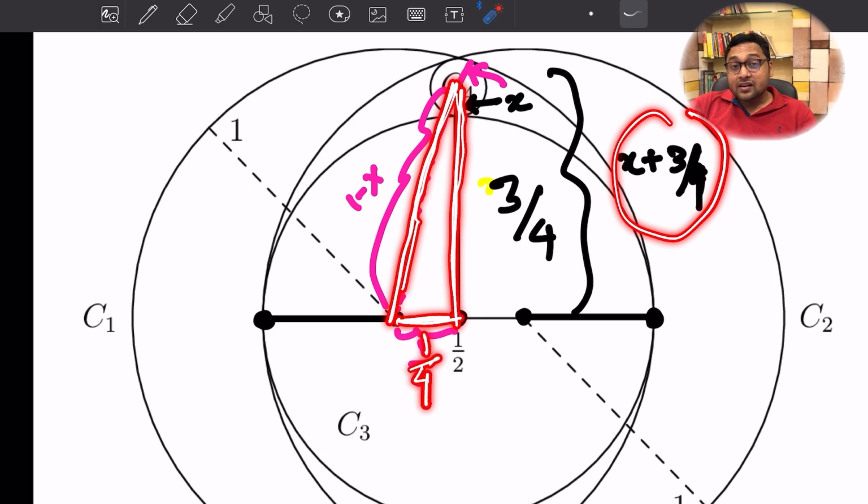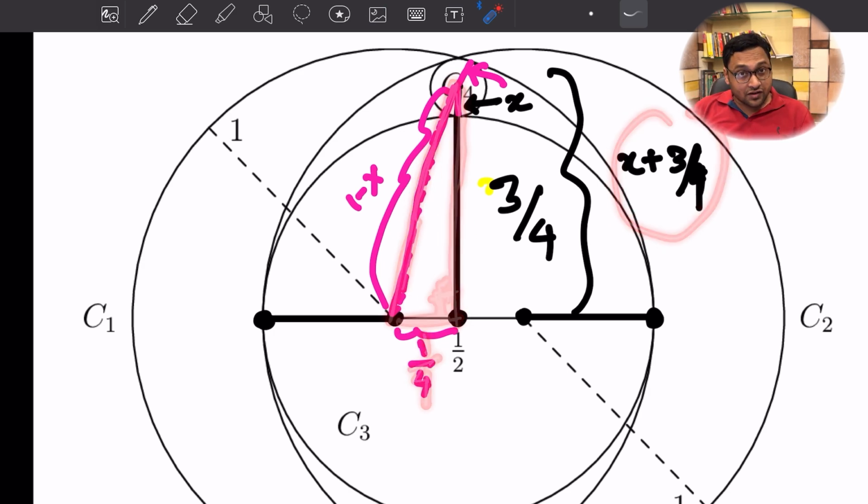So we have a right angle triangle. You can find out the value of X. Can you find it out and send it to me in the comment section? I think you can easily do it by using Pythagoras theorem.